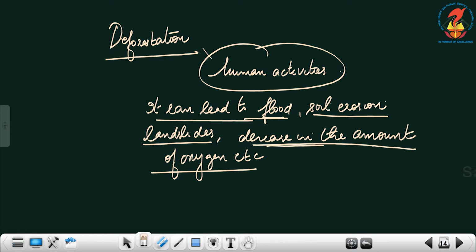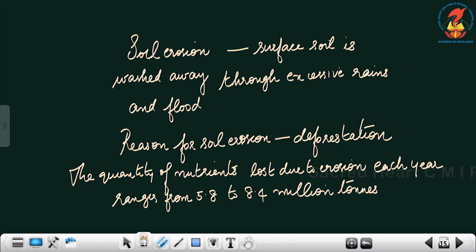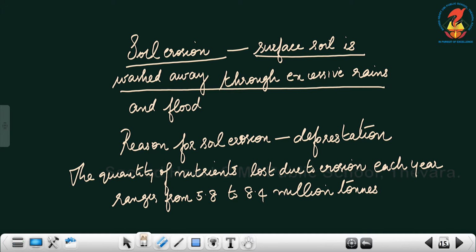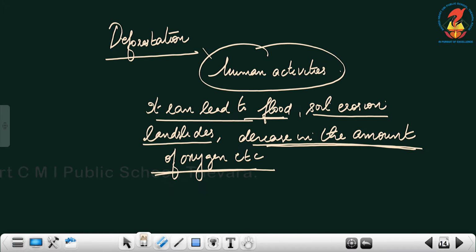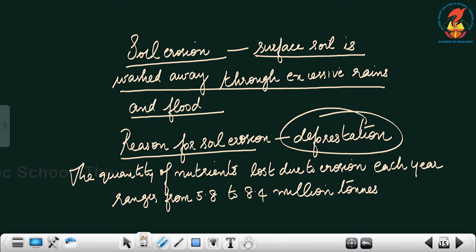And it can also decrease the amount of oxygen in the environment. Next is soil erosion, another major challenge. What is soil erosion? Surface soil is washed away through excessive rains and flood. Now, what are the reasons for soil erosion? Deforestation mainly happens due to human activities. So, the reason for soil erosion is deforestation.